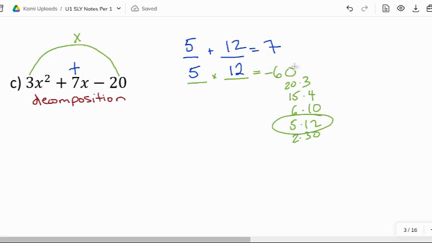Right? One of them has to be negative, and I'm going to look at these at the 7. So when I add them up, the answer is positive. So which one is positive? Is it 5 or 12? 12. Okay? If your sum, what you're adding, is positive, that means the bigger number is positive.